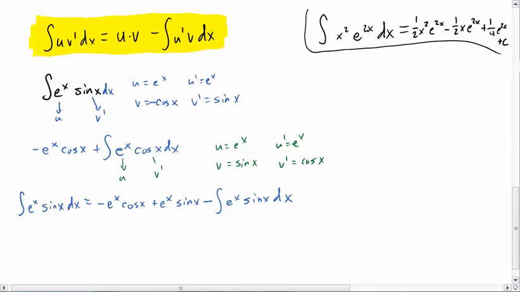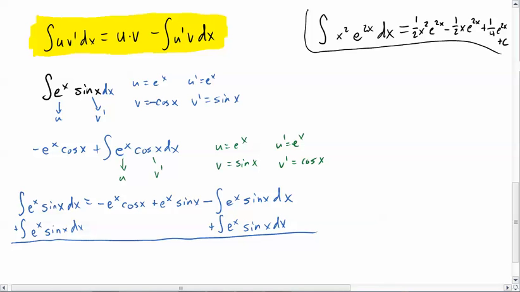Okay, now, I know what you're thinking. You're thinking, but Mr. Bywater, you got e to the x sine of x on this side. That's what I started with. You're going to keep going forever, man. Watch this. I'm going to add the integral of e to the x sine of x dx to both sides. What? You can do that? No. You've been doing it since Algebra 1, right?